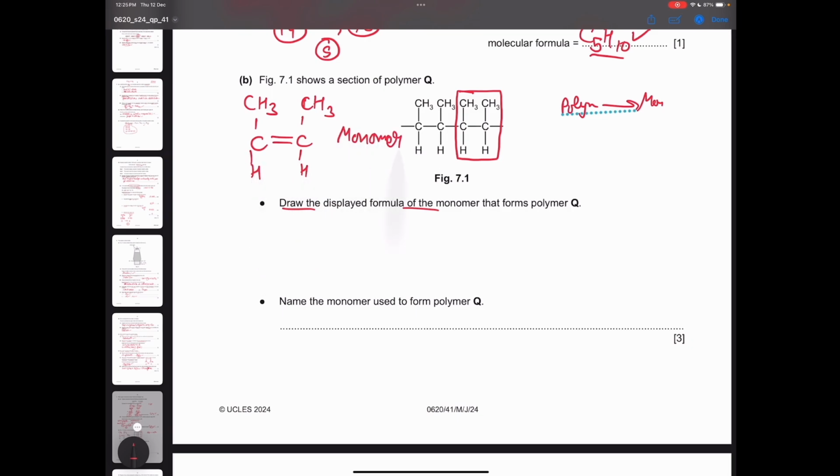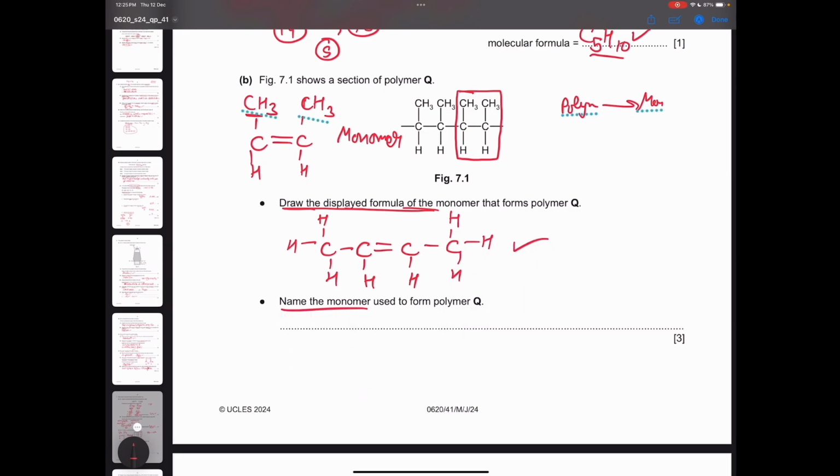But is this the answer of this part? No. Because they're asking you for the displayed formula. Now what you need to do is just draw the carbon double bond carbon here. Hydrogen you can draw here, that is fine. But CH3 you have to open it up now. You also need to show CH3's bonds. So 3 hydrogens on this CH3, then 3 hydrogens on this CH3 as well. This is the answer.